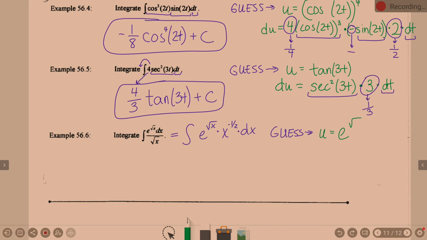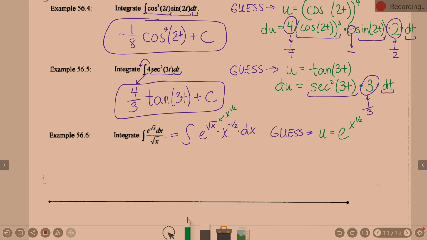So e to the square root of x, which in my notes I changed to e to the x to the 1/2. That probably makes sense, doesn't it? Now that we actually have to take the derivative, it all of a sudden dawned on me, I probably should have said e to the x to the 1/2. So you could have done the same thing here, right? That is x to the 1/2 if you prefer.